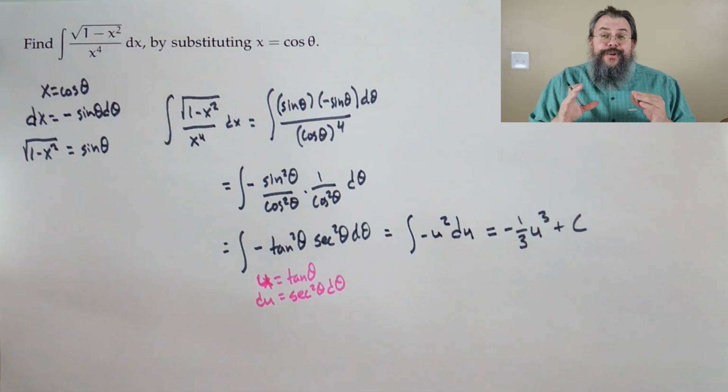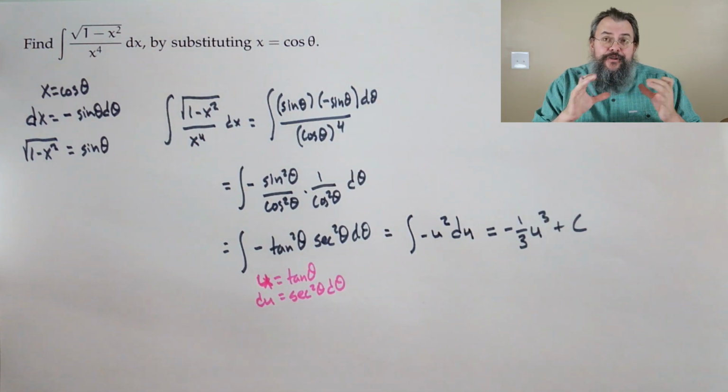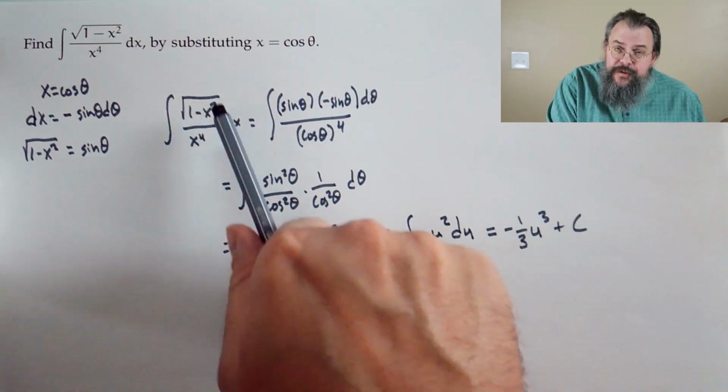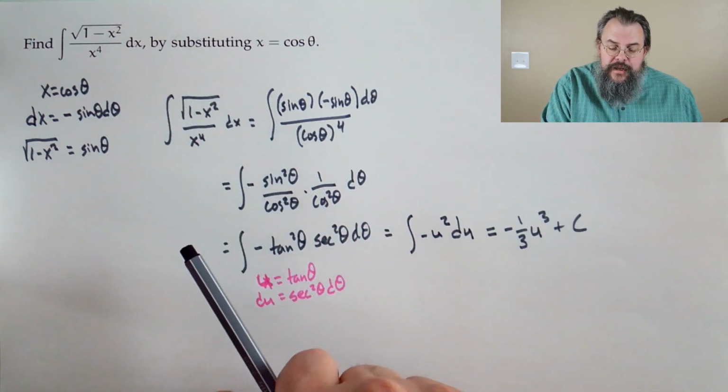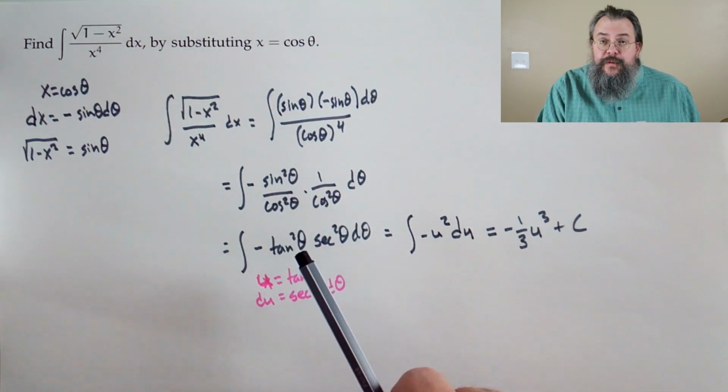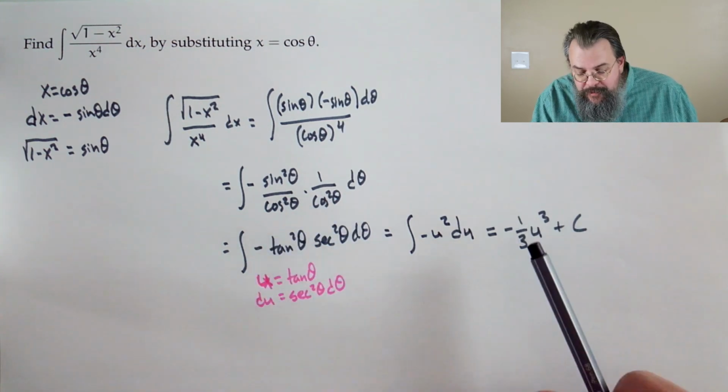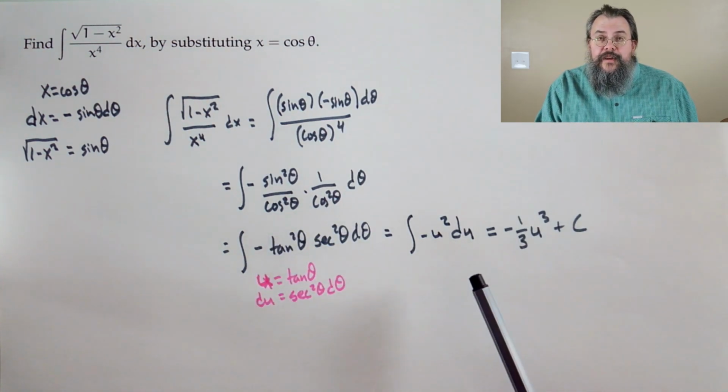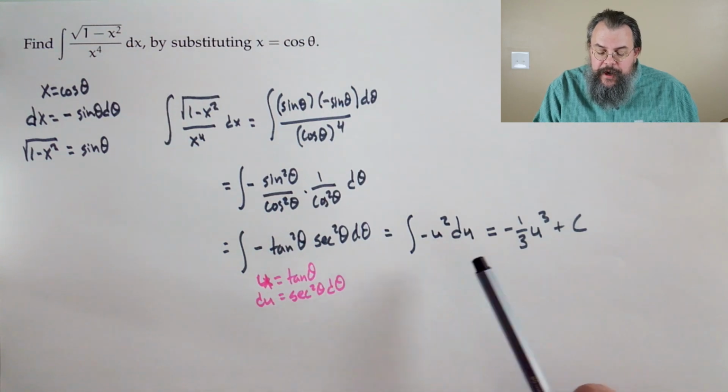It's kind of interesting, right? Because we started with something that was algebraic, with square roots and powers. We transformed it to trigonometry by a substitution. Then we transformed again back to algebraic by a substitution. And we're like, wow, that one's easy.